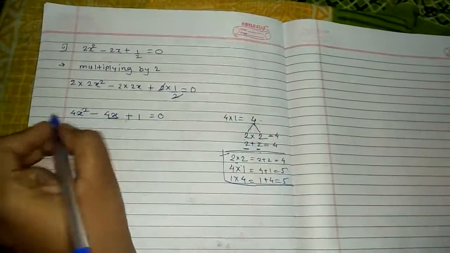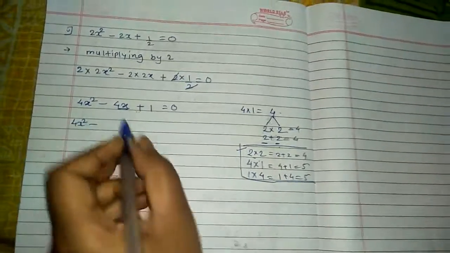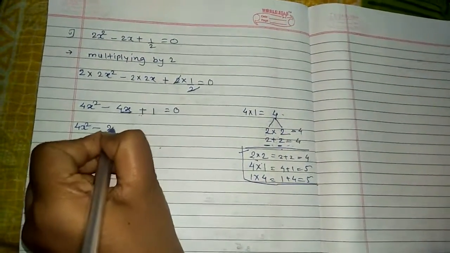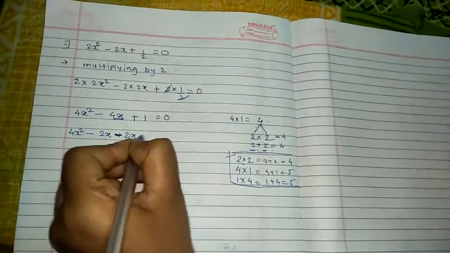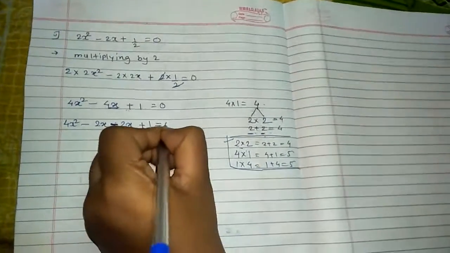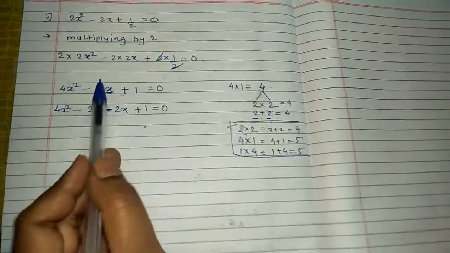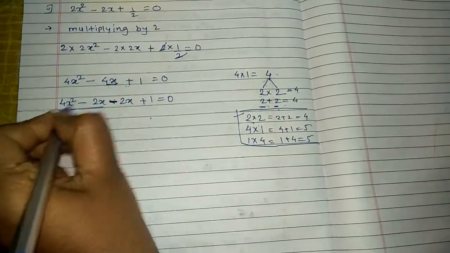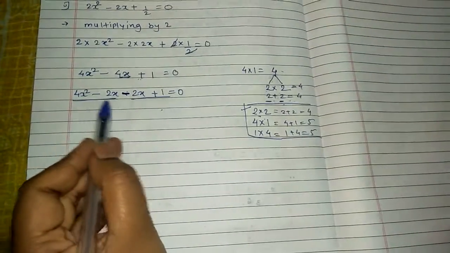So see, the next step: 4x square minus, now instead of this term we are going to write these two factors. So 2x minus 2x, the third term as it is, plus 1 is equal to 0. Now see, minus 2x minus 2x is nothing but minus 4x. Clear? Now this is one group and this is another group. Done. Now we have to find out the common term.